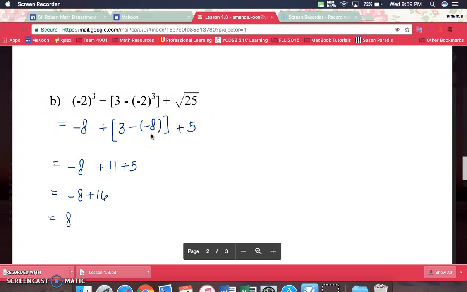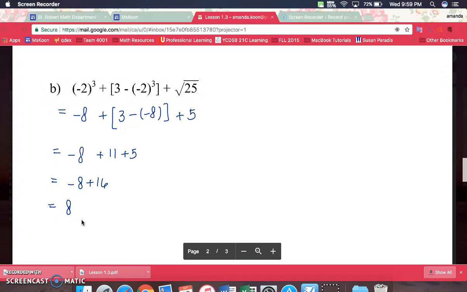Simplify the content inside your square brackets. So 3 plus 8 is 11. So you have -8 plus 11 plus 5. And then simplify the addition. And finally, you get 8 as your final answer.